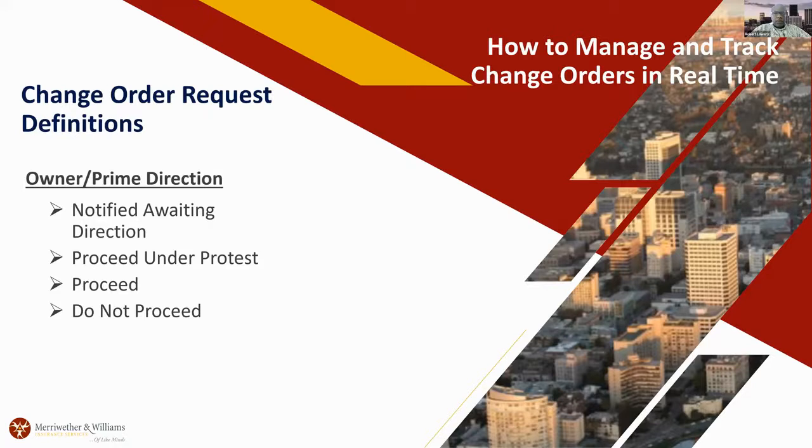So once you have put everything together and it's been submitted, you also want to track your directives: you notified, awaiting direction, proceed under protest. Keep in mind that proceed under protest means the owner has acknowledged your change order request, but they're going to challenge you. So that word protest means they're going to come back to you again to reconcile or negotiate. You just have to be aware of where you are with these change orders.